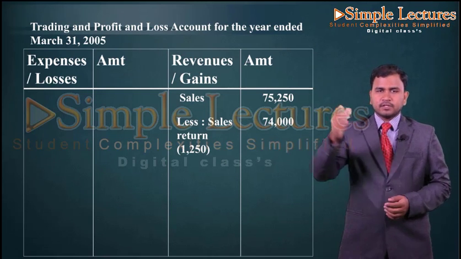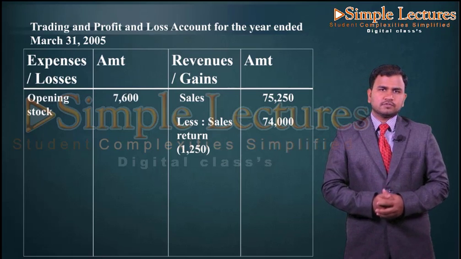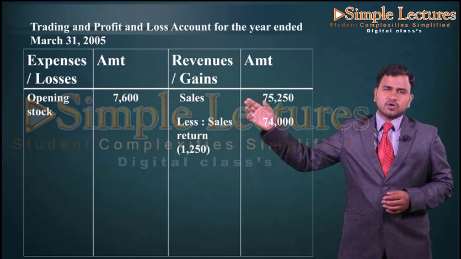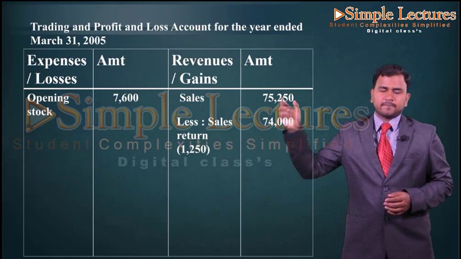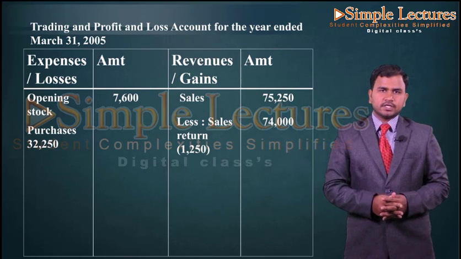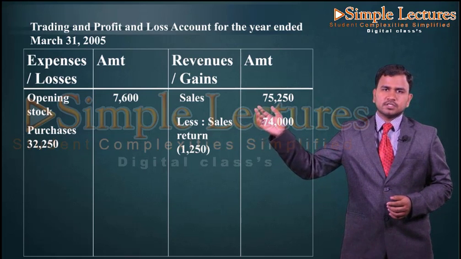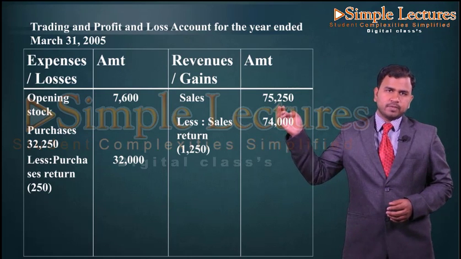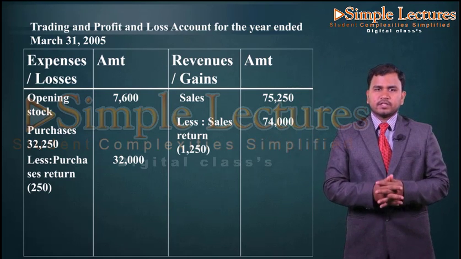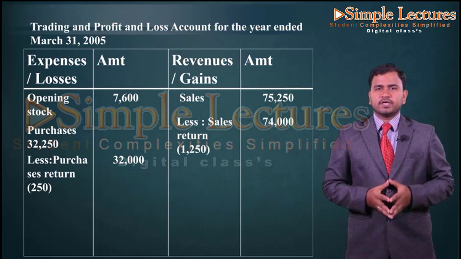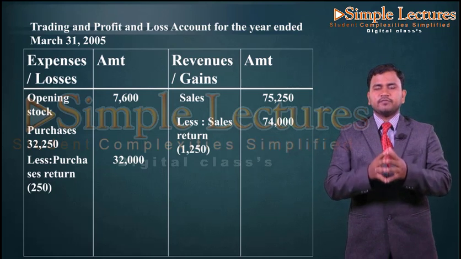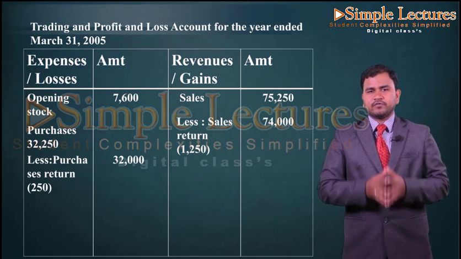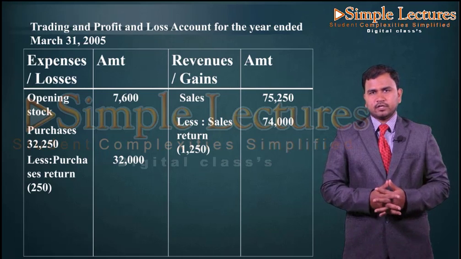We have opening stock of 7,600, which will be recorded on the debit side. Then we have purchases less returns. Purchases are 32,250 and returns are 250, so the net purchases will be 32,000. Then we have rent, which will be considered in the profit and loss account. Then stationery and printing, again in the profit and loss account. Then salaries, again in the profit and loss account.